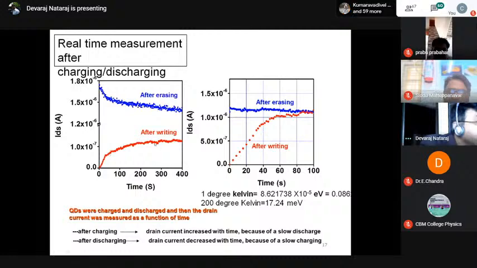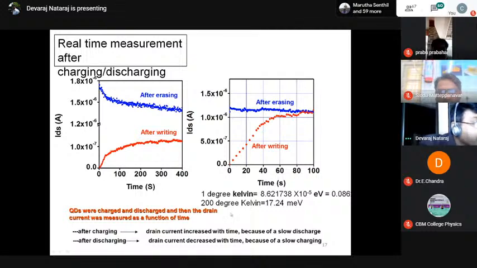But once you raise the temperature to 200 K, the electrons in the quantum dot escape very easily, and therefore after some 20 or 40 seconds, the current is maximized as shown in this figure.